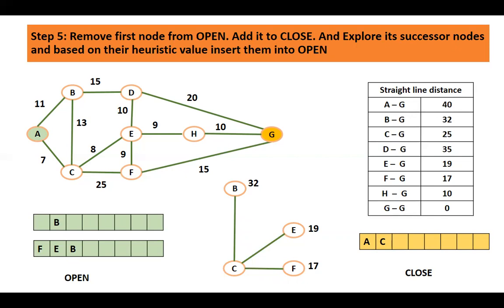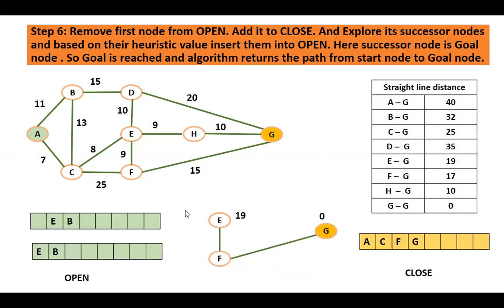Fine. Now, again repeat the same thing. Remove the first node from the priority queue, delete it, add it to close, and now explore what are the successors. What are the successors of F? Delete F from here, add it to close, and now the successors of F are E and G. But E is already in the open. Fine. Now you'll explore from F, you are directly reaching the goal node now.